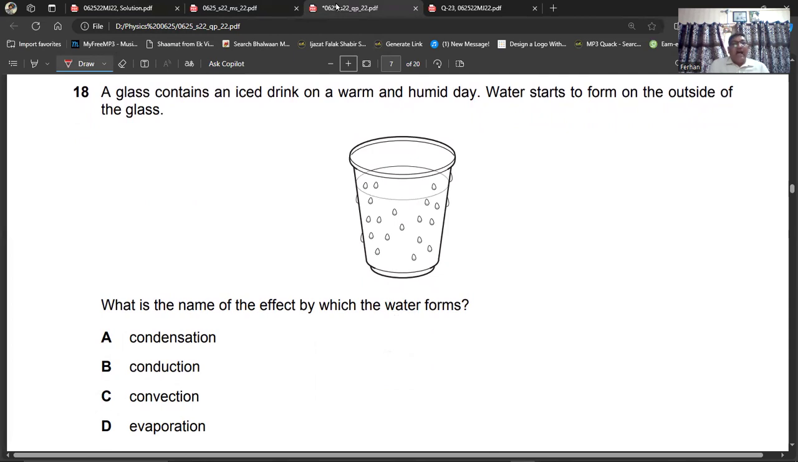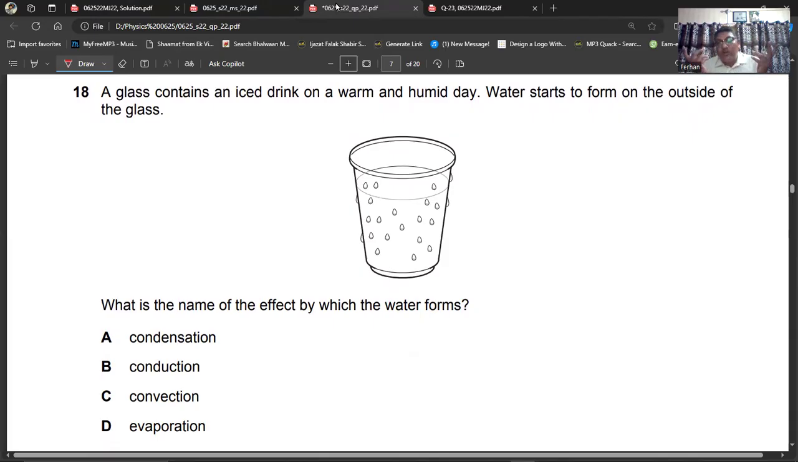Question number 18. A glass contains an iced drink on a warm and humid day. Water starts to form on the outside of the glass. What is the name of the effect by which the water forms? You see, when the water in the glass is cold, there is humidity in the air. So air has water vapors.